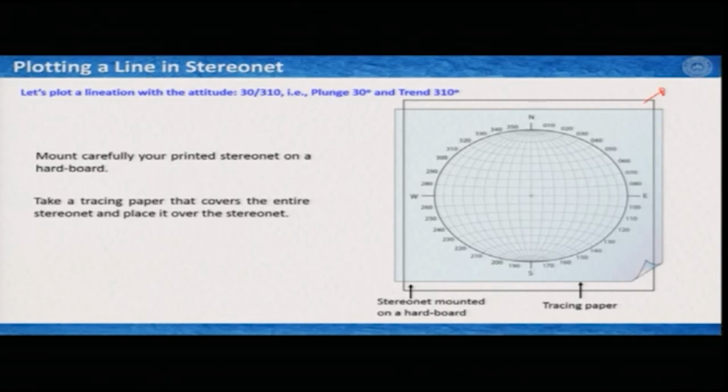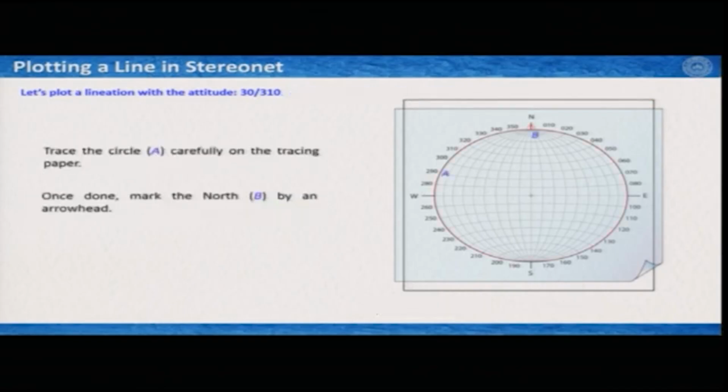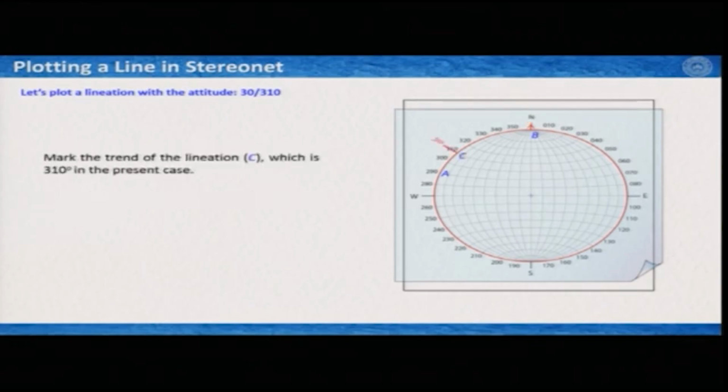To plot this line, what you have to do first is trace the circle, the primitive circle, on the stereo net, and mark the north with an arrowhead, as it is done here at point B. Now, our lineation trends 310 degrees. So you have to find the 310 degrees on the primitive circle. In this case, the 310 degrees is point C in this illustration.